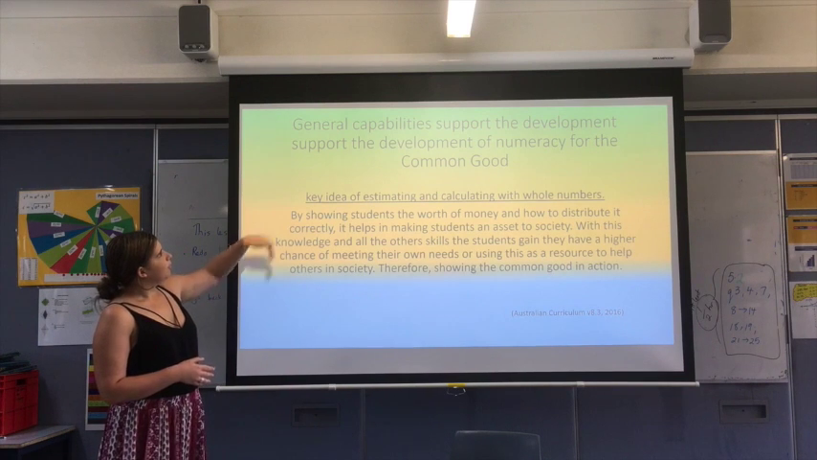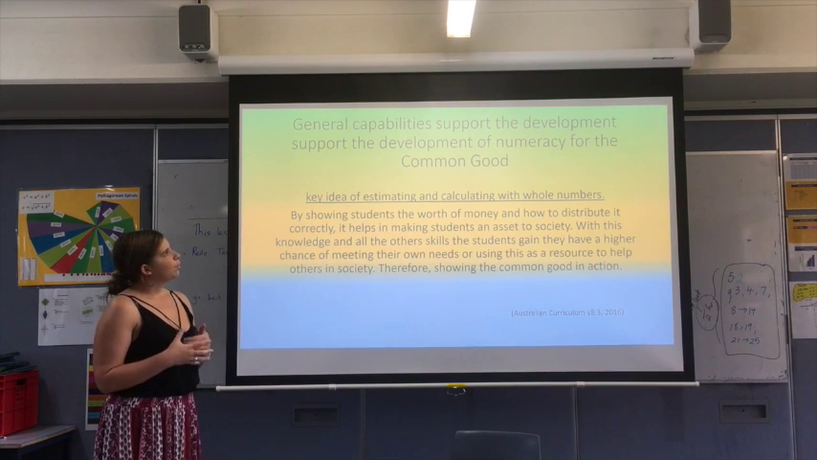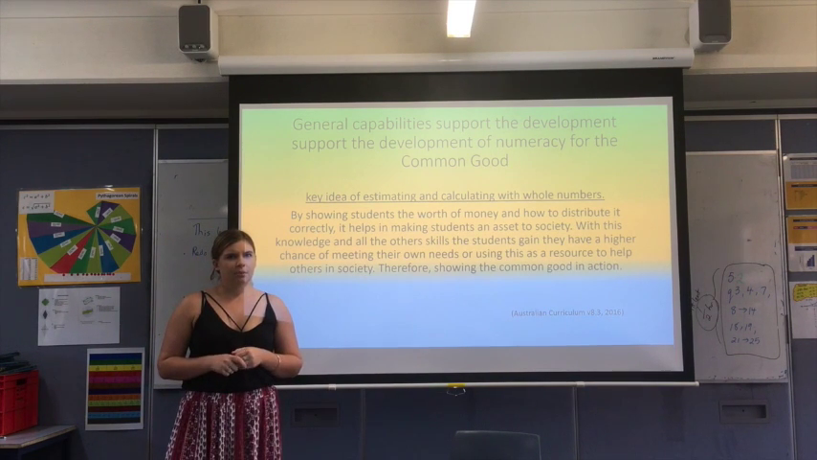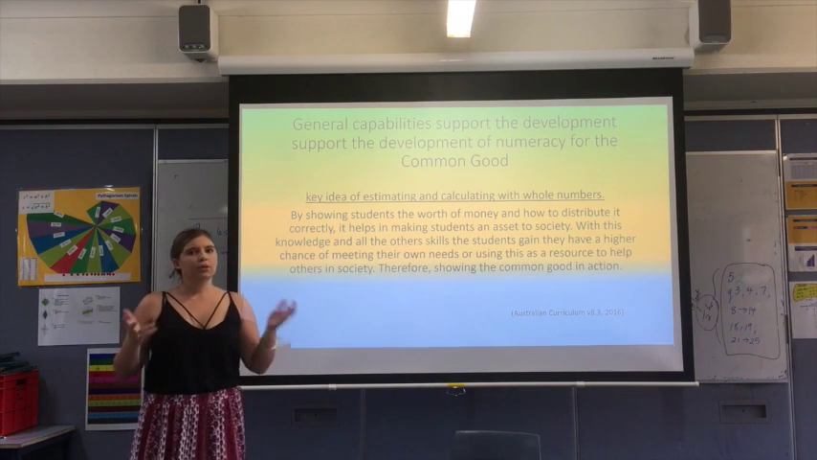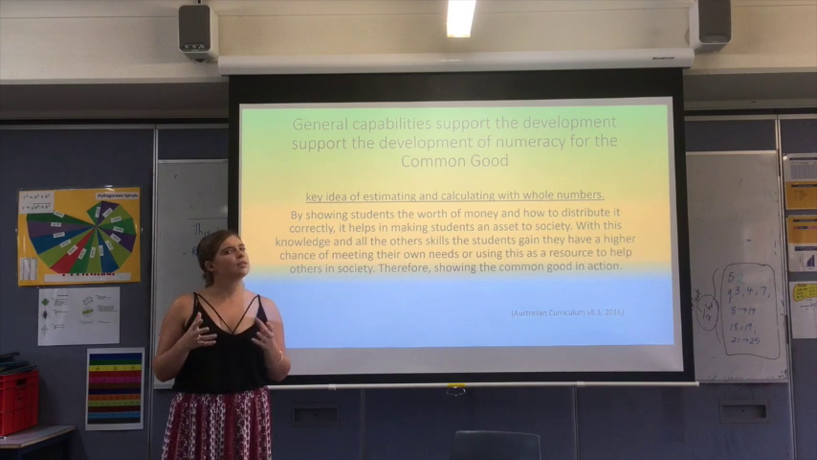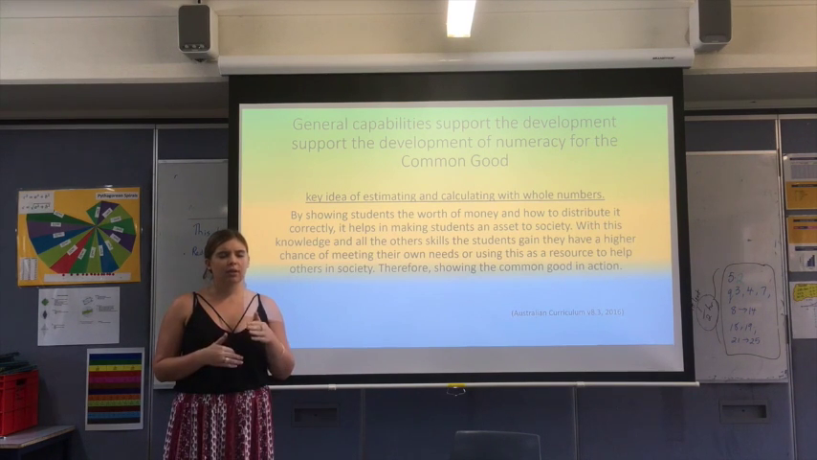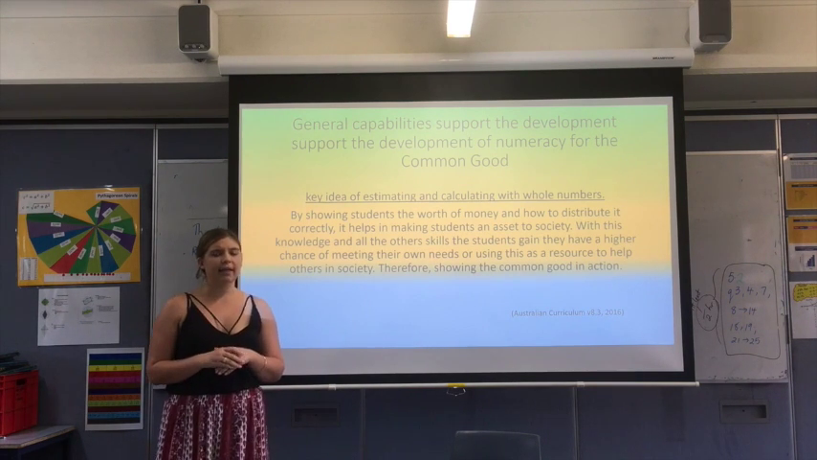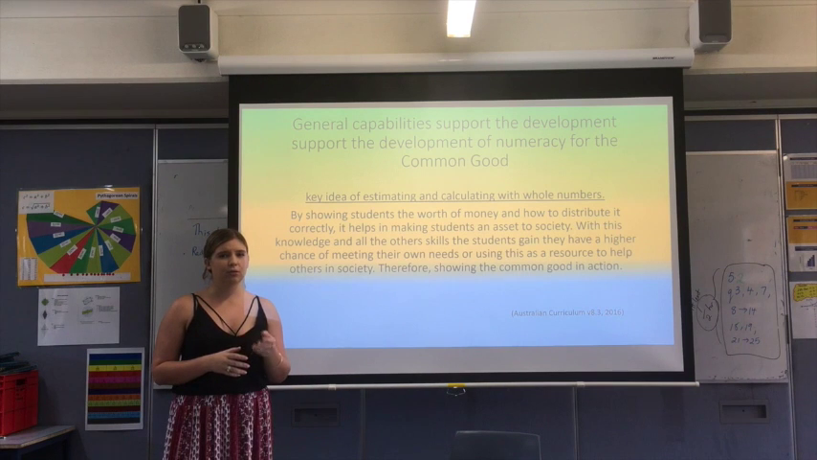So now we'll be looking at general capabilities and how they support the development of numeracy for the common good. There is great value in the general capabilities in developing numeracy for the common good. The basis of the common good is that there is an all-inclusive society, where all the needs of every person within that society are being met, or there is someone there assisting them with their needs. The numeracy capability aims to give students a basis of mathematical knowledge, skills and strategies that they learn to associate with real-life situations and problems.